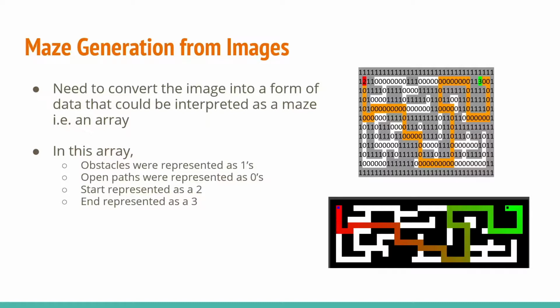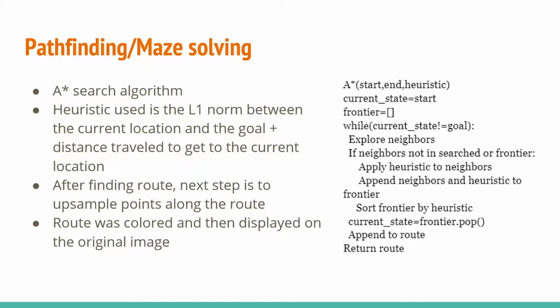The text file, you can see sample 1 on the top right, and then the maze is actually on the bottom right. Once we had the maze, we actually had to solve it. And the way we did this was with an A-star search algorithm, which pseudocode for that is on the right side. Essentially, it decides where it's going to search based off of a heuristic, which is the sum of the current distance it's traveled and then the Manhattan distance from where it is to the goal. And this was always guaranteed to return an optimal route for us. And once we found that route, we had to upsample it to undo our downsampling operation, then color it and display it onto the original image.